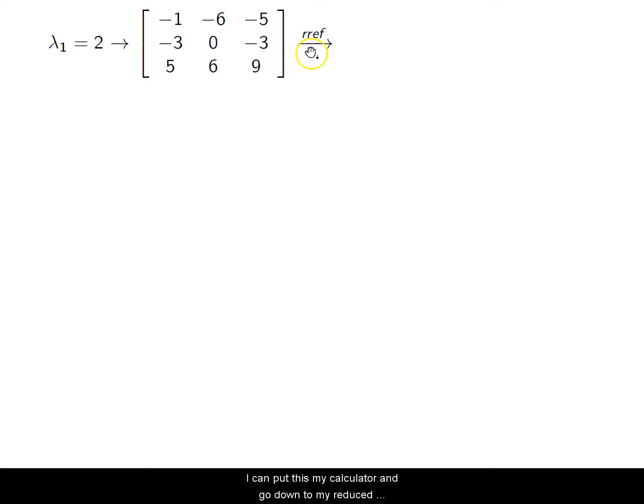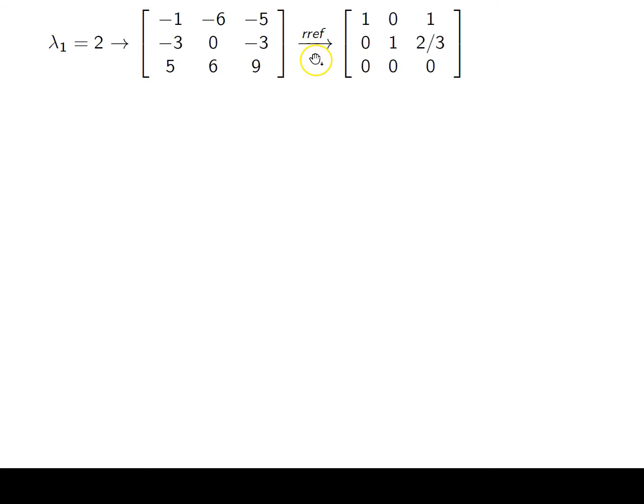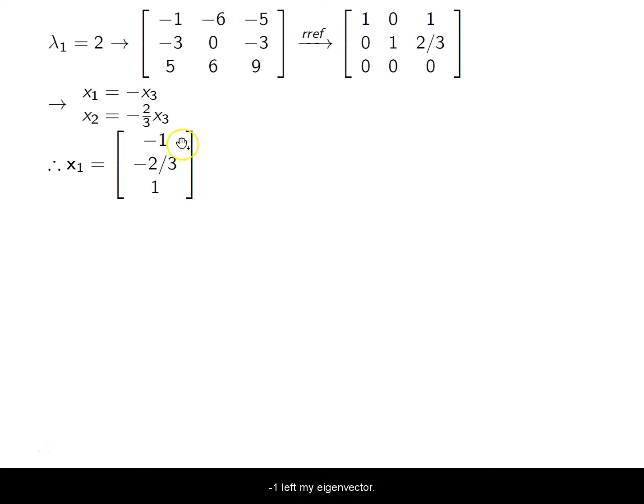I can put this in my calculator and go down to my reduced row echelon form, and I will have this matrix, right? So here's my free variable. So x2 is negative 2/3 x3, x1 is negative x3. Okay. So then that'll give me my eigenvector, right? If x3 is 1, x2 is negative 2/3, x1 is negative 1. Okay, so that's my eigenvector.